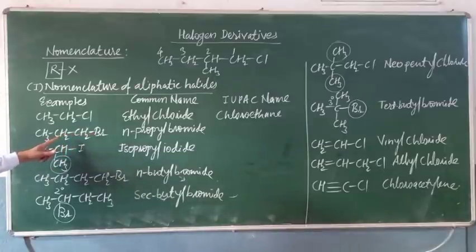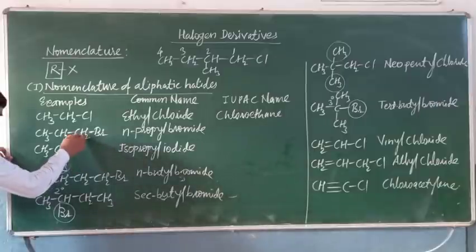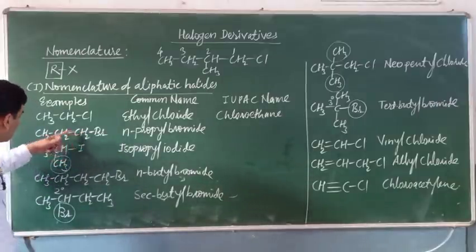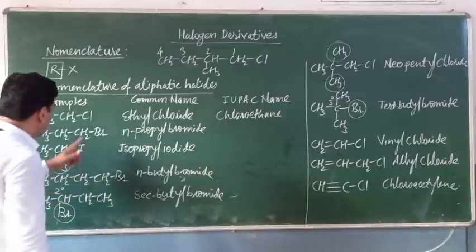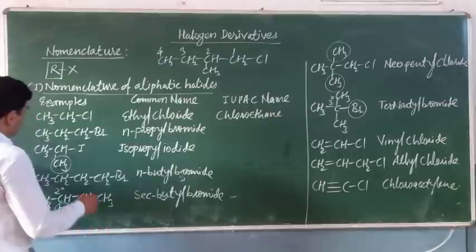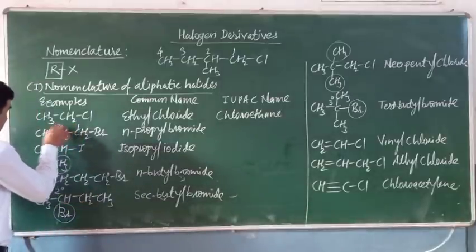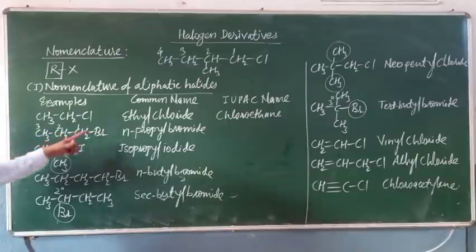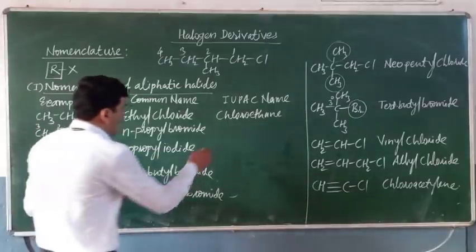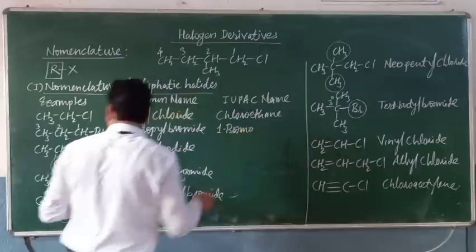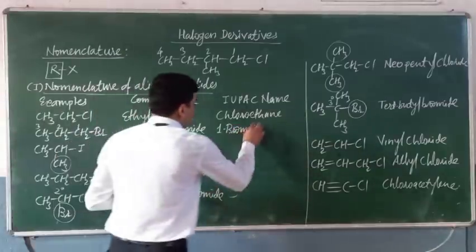Then CH3CH2CH2Br. Here the parent alkane will be propane because 3 carbon atoms are there in the longest chain. The carbon atoms should be numbered in this way. The position of the halogen is 1, therefore its IUPAC name will become 1-bromopropane.